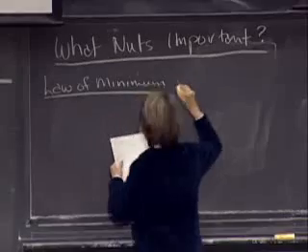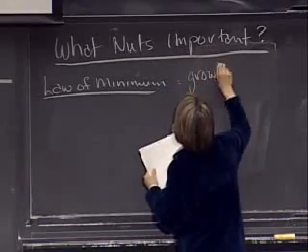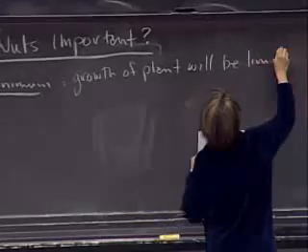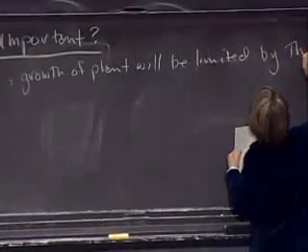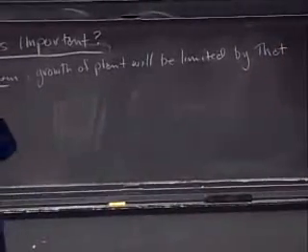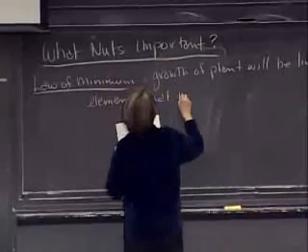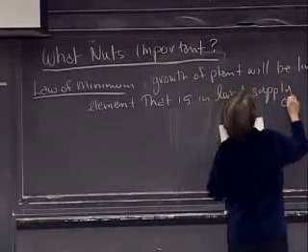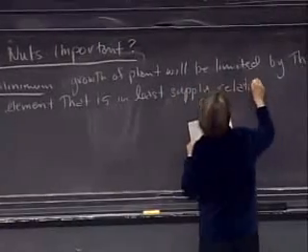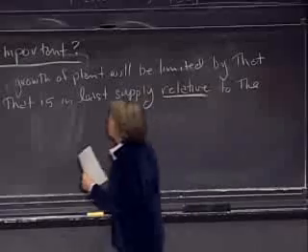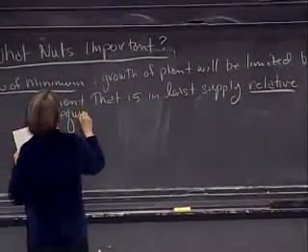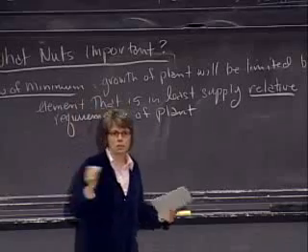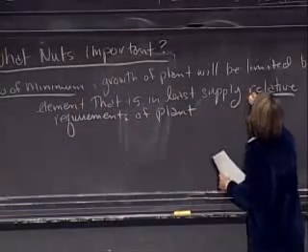And it states that the growth of a plant will be limited by that element that is in least supply relative, this is the important part, relative to the requirements of the plant or the phytoplankton. When I say plant, it could be a phytoplankton or a tree or a plant, whatever. This is the important part.